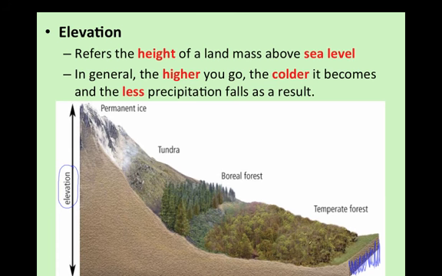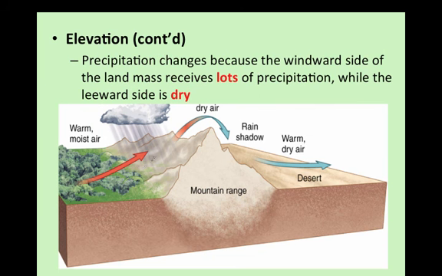And so therefore, if we have a very high mountain range that is high above sea level, we are likely going to see that as we move up that mountainous range, we are going to see a change in biome. And with elevation in mountainous ranges, what we also tend to see is that the windward side of a landmass receives lots of precipitation. So you'll see a different type of biome that would have lots of green vegetation on the windward side. And on the other side of that mountain range, on the leeward side, we'd see lots of dry air. And so you could have a desert biome on the leeward side of that mountain range.